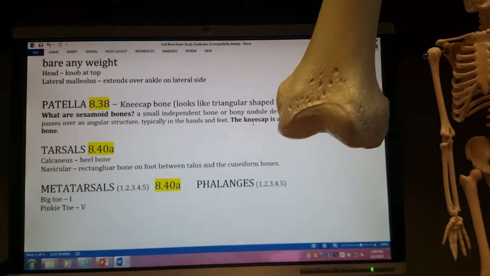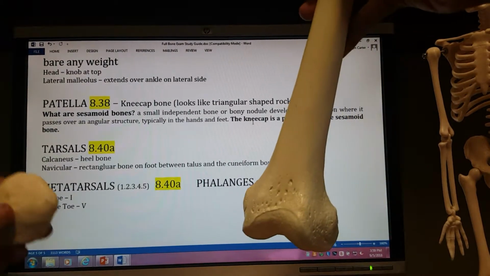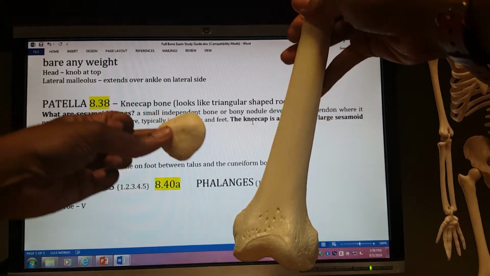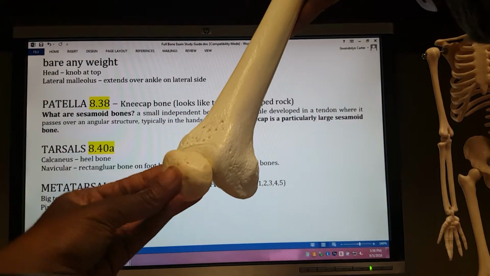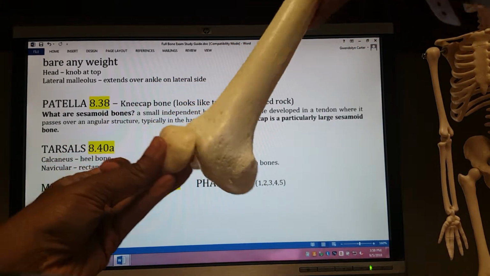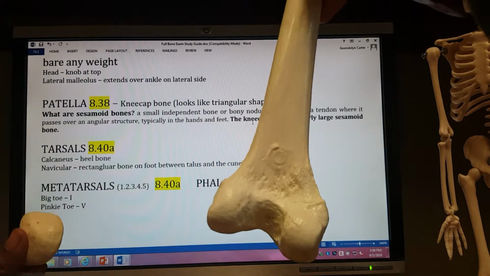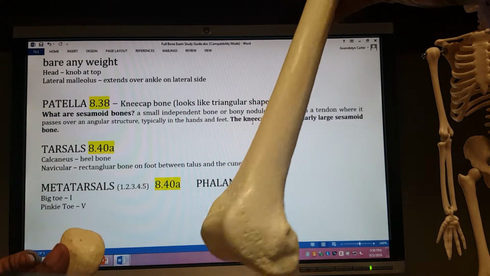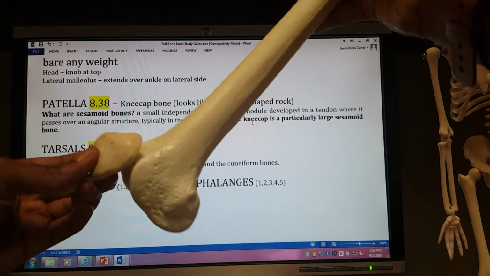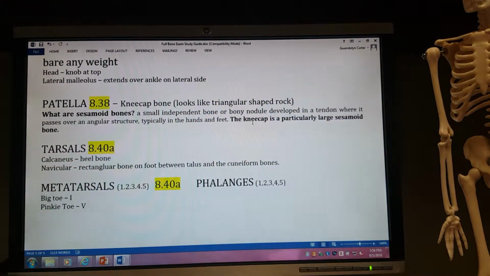There you go. So here's our patella. It's kind of triangle shaped, so pointy here at the bottom. It's going to slide on that surface right across the front of that femur. So there's your back. Here's the front side, sliding across that front side of that femur.